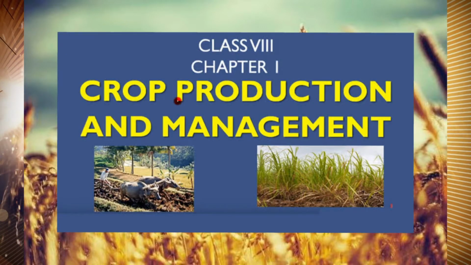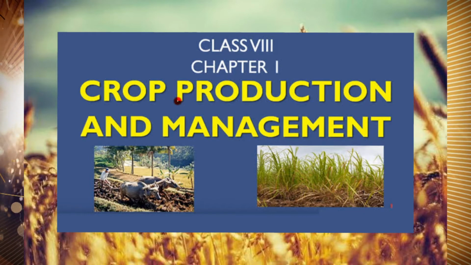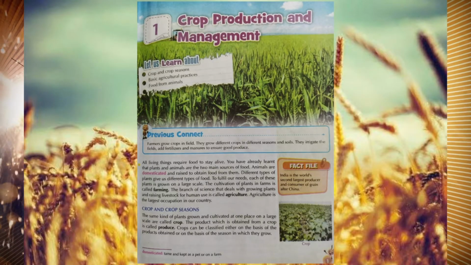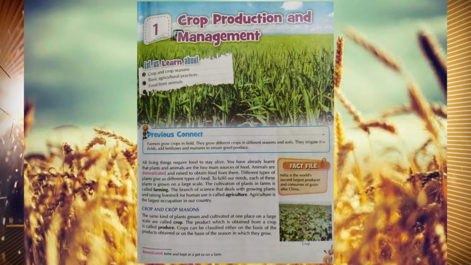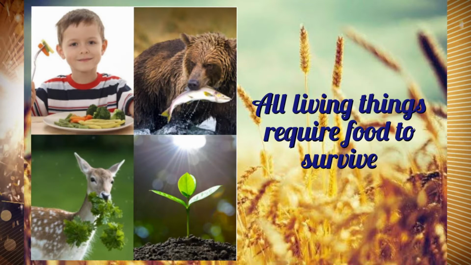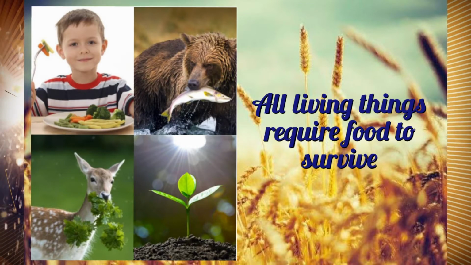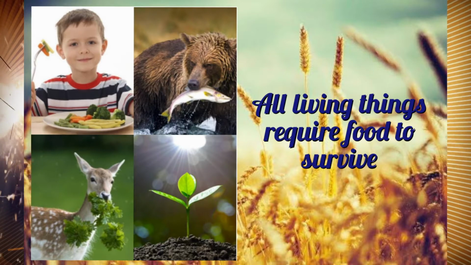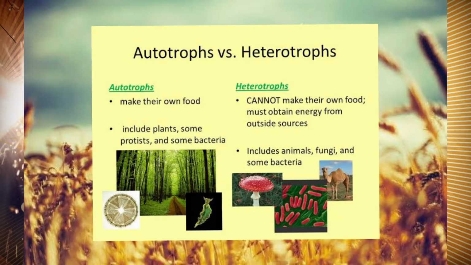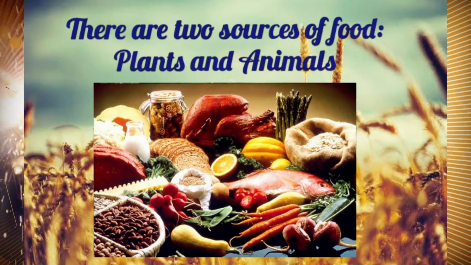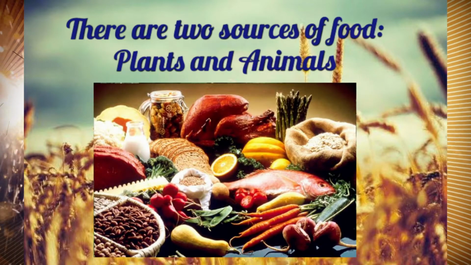Class 8, Chapter 1, Crop Production and Management. In the previous video, we studied that all living organisms require food to stay alive. Plants are autotrophs, they produce their own food, while animals are heterotrophs, they depend on plants and other animals for their food. So there are two sources of food, plants and animals.